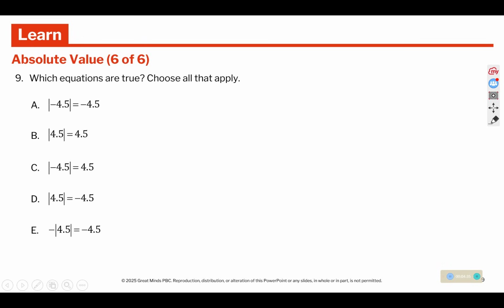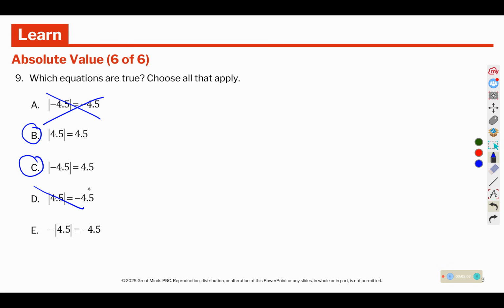Which equations are true? Choose all that apply. Is the absolute value of negative 4.5 negative 4.5? No. Distance is positive. Is the absolute value of 4.5 4.5? Yes. 4.5 is 4.5 away from 0. Is negative 4.5 4.5 away from 0? Yes. Is 4.5 negative 4.5 away from 0? No. Remember, the distance should be positive.